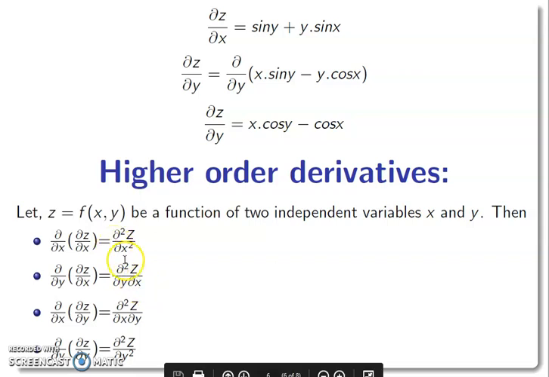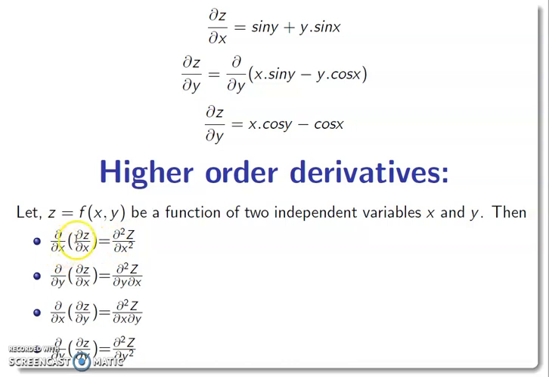Then some notations are denoted. What is ∂²z/∂x², what is ∂²z/∂y∂x, what is ∂²z/∂x∂y, and what is ∂²z/∂y²? So one by one we'll see. ∂²z/∂x² is nothing but the double derivative of z, the partial derivative of z with respect to x two times. Okay, so we differentiate the same thing two times.